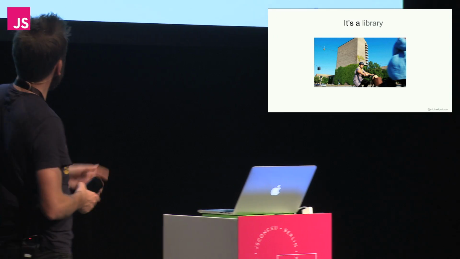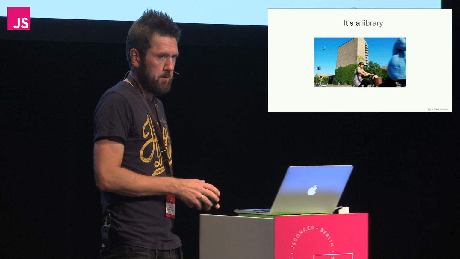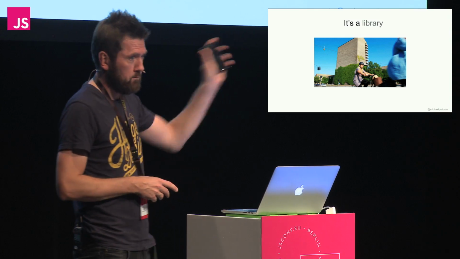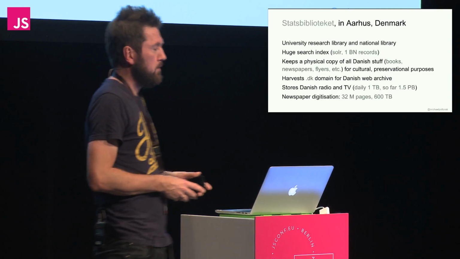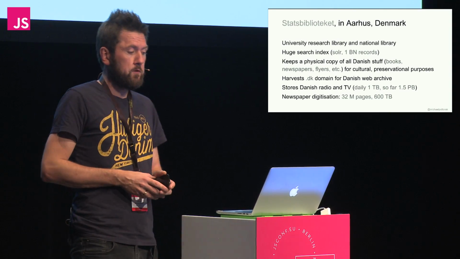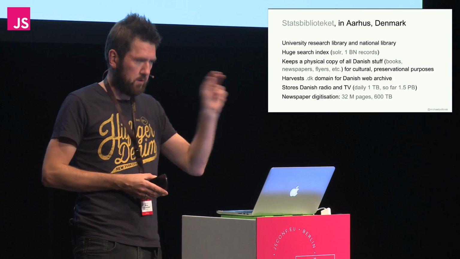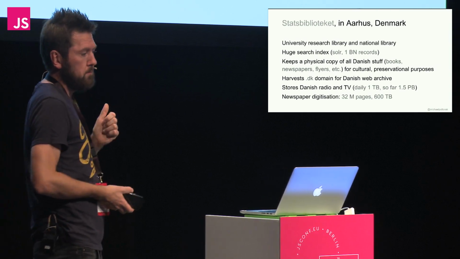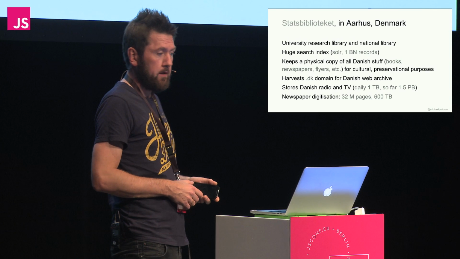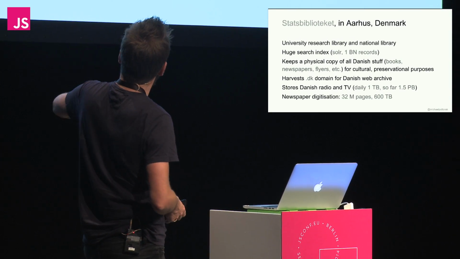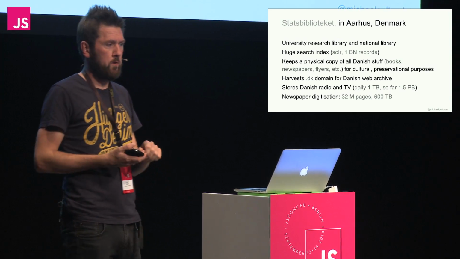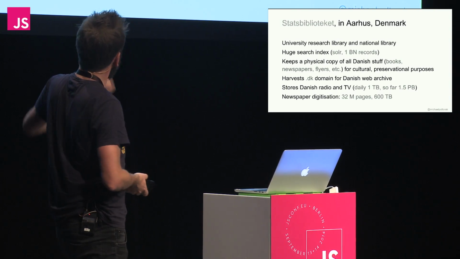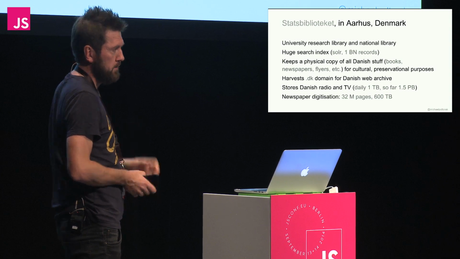This is the book tower, 16 stories of books. I'm a front-end developer working with search engines for the library and also a lot of mobile stuff. Just a quick rundown. This is University Research Library and National Library, which means that Statsbiblioteket in Aarhus, Denmark, keeps a lot of stuff, as you can see, both physical and digital. My demo today is going to be performed in the search index of 1 billion books and articles. Hopefully that works. As you can see, we save a lot of stuff, mostly for preservational and cultural reasons.